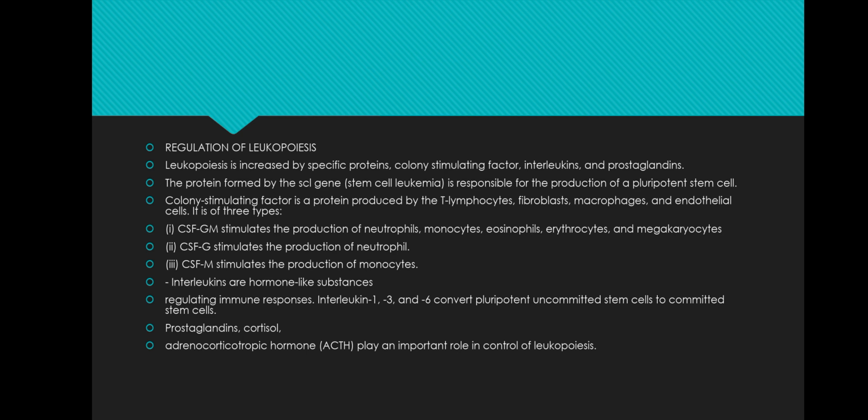Colony stimulating factor GM stimulates the production of neutrophils, monocytes, eosinophils, erythrocytes and megakaryocytes. Next, colony stimulating factor G stimulates the production of neutrophils only. And colony stimulating factor M helps in the production of the monocytes.